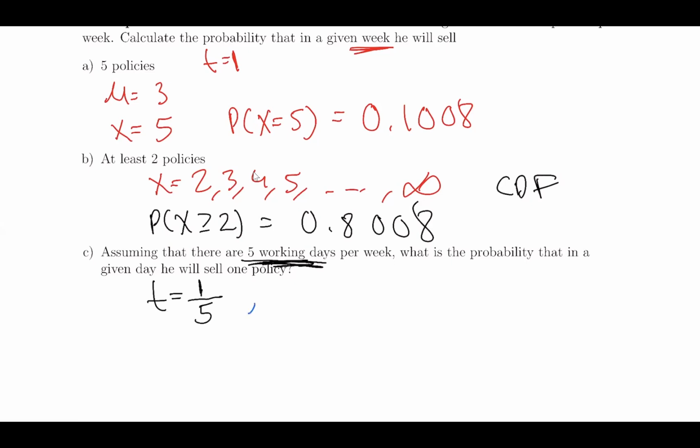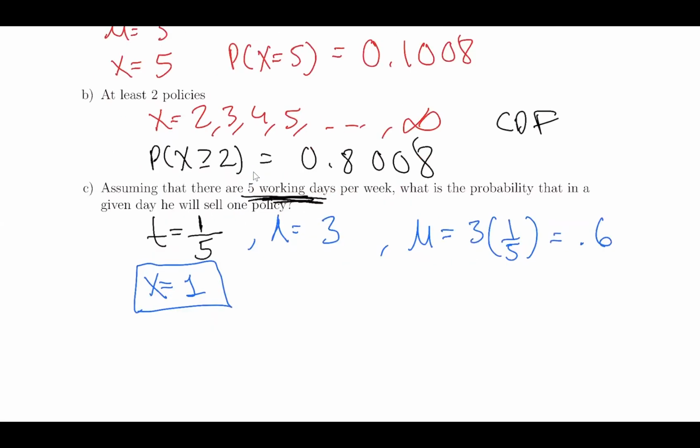All right, so that means lambda is still going to be 3, but what's going to change is my mu, because mu will now be 3 multiplied by 1/5, which equals 0.6. Once I go to class calc, I have to make sure to switch my mu from 3 to 0.6. And for this one, how many policies do I want to sell in a single day? One. Yeah, 1.